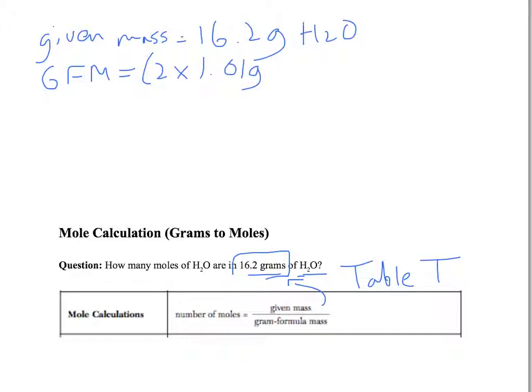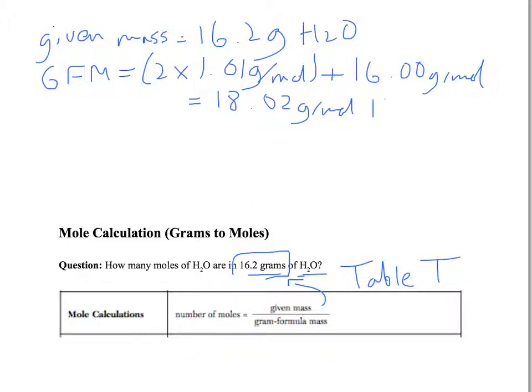And really, this is going to be grams per mole, and you've learned about the mole at this point. Plus, since there's only one oxygen, 16.00 grams per mole of oxygen, which if you do the math out is going to equal 18.02 grams per mole, and that's of H2O. Let's be specific about that.